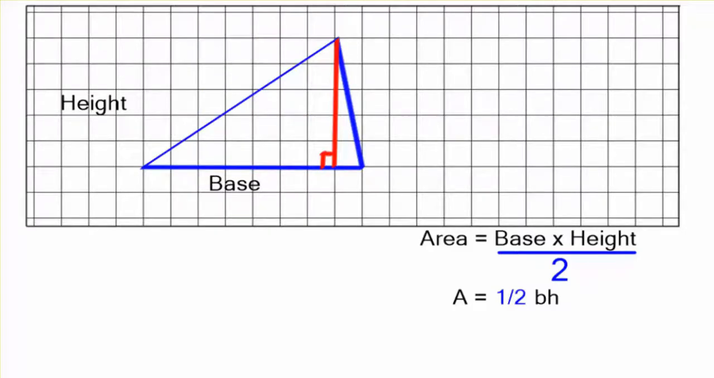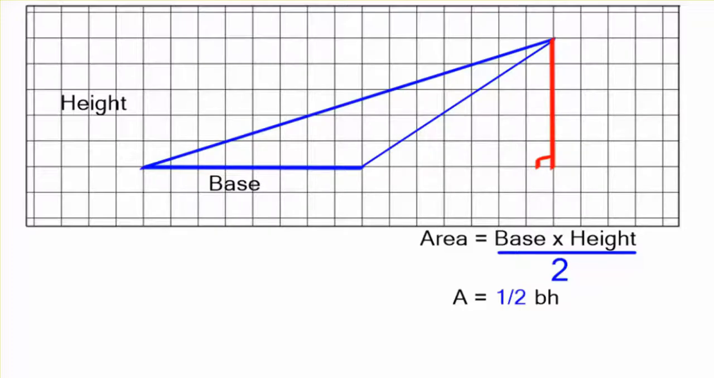Now this is going to be true no matter how we draw it. That was a right triangle, but even if I drag that height way over here for an acute or even an obtuse triangle, we're still going to have the same answer. Base is still 8. The height is still 5. 8 times 5 is 40. You divide that by 2 and it's 20.